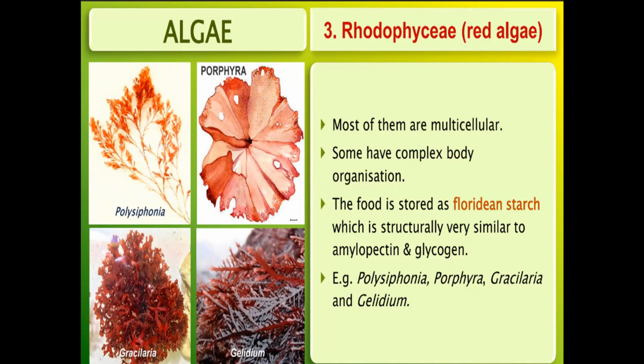The food is stored as Floridean starch, which is structurally similar to amylopectin and glycogen. Amylopectin is one part of starch, so it is almost similar to starch. Glycogen is the glucose which is stored in humans. Examples: Polysiphonia, Porphyra, Gracilaria, and Gelidium. What will you get from Gelidium? Gel.